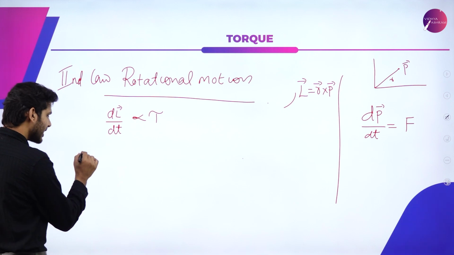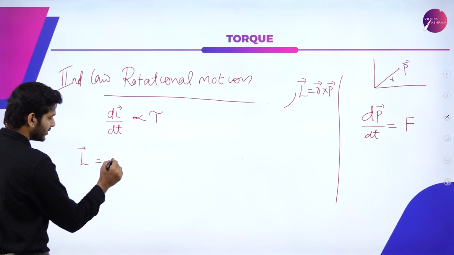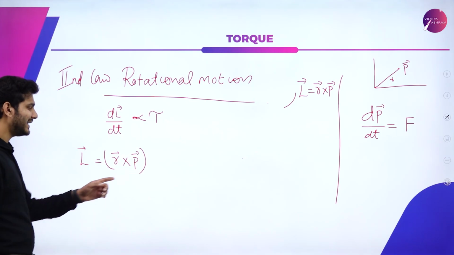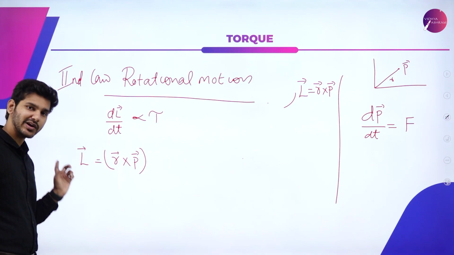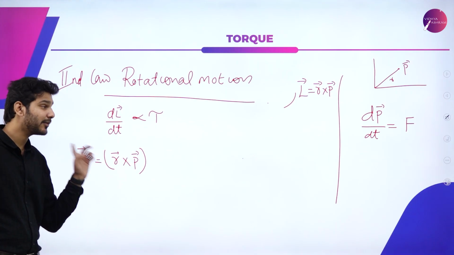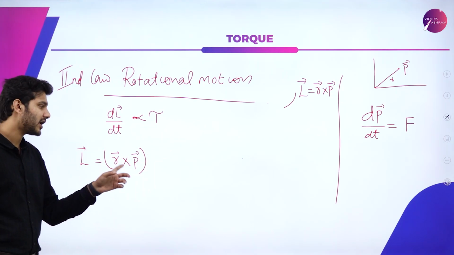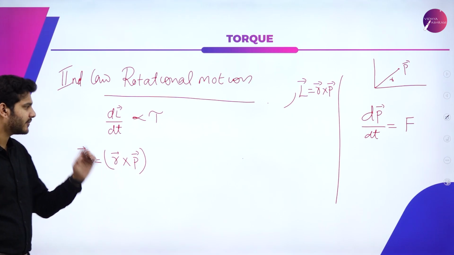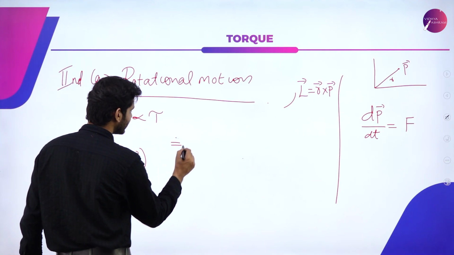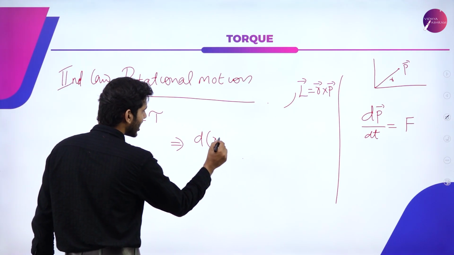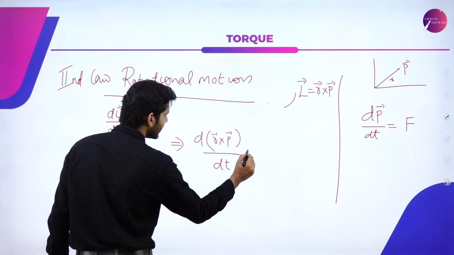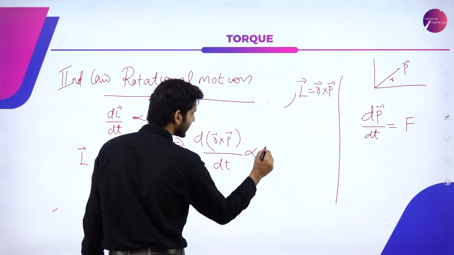So, we do know that L is equal to r cross p. This is the relation between linear momentum and angular momentum. Angular momentum is equal to r cross linear momentum. r is nothing but the position vector indicating the particle which has linear momentum p. So, if I substitute this equation here, then I can say that d of r cross p divided by dt is directly proportional to tau.